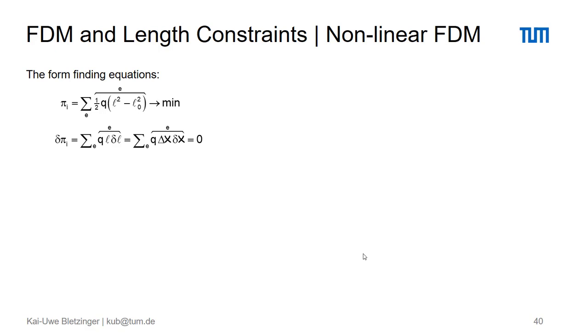Now, how are the equations being modified? Here the original form finding equations along the force density method: the overall internal energy, the sum over all elements, and the element-wise internal energy, which has to be minimized at the optimal solution. Therefore, we have to look into the first variation, and that leads in the end to the linear equations in terms of the coordinates of our problem.